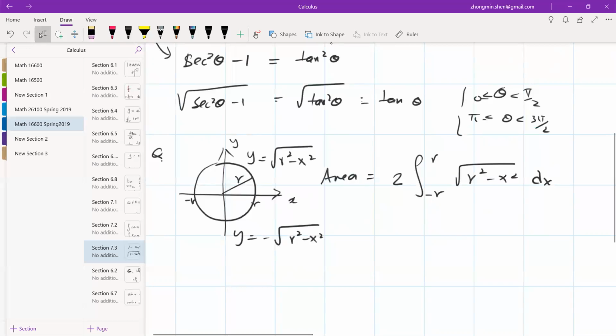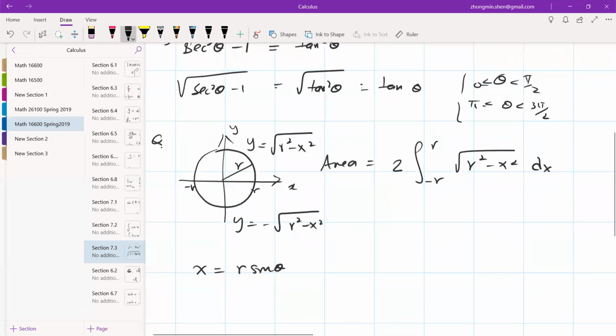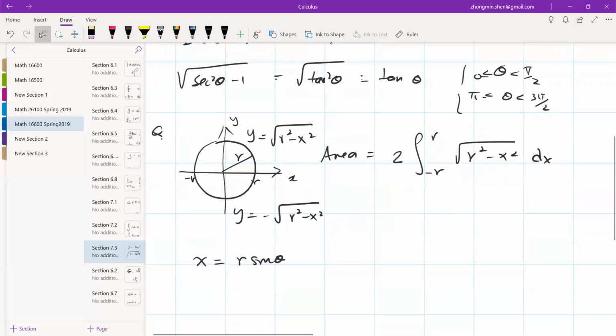If you use the natural substitution, r squared minus x squared equals u squared, I still don't think it works. So the possible substitution is x equals r sine theta. Since x is between negative r and positive r, theta is between negative pi over 2 and positive pi over 2.